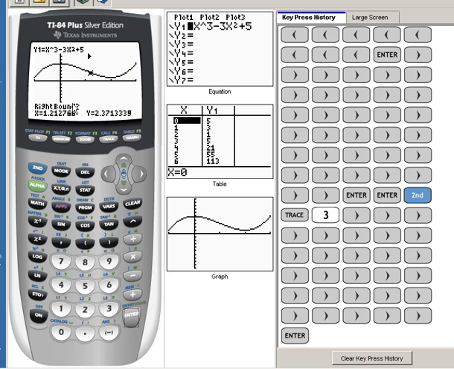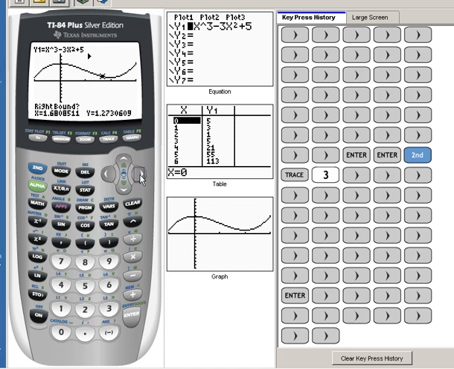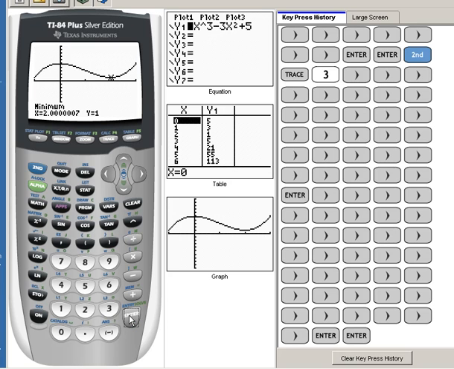Now it's asking me for the right bound. So again, I want to be well on the right hand side of where I think that minimum is. So keep going. That's probably good. And we'll hit enter. And so again, it put the little triangle up there. And now it's going to find the lowest point between these two places here. For guess, we're going to hit enter, and it says the minimum is the point (2, 1).